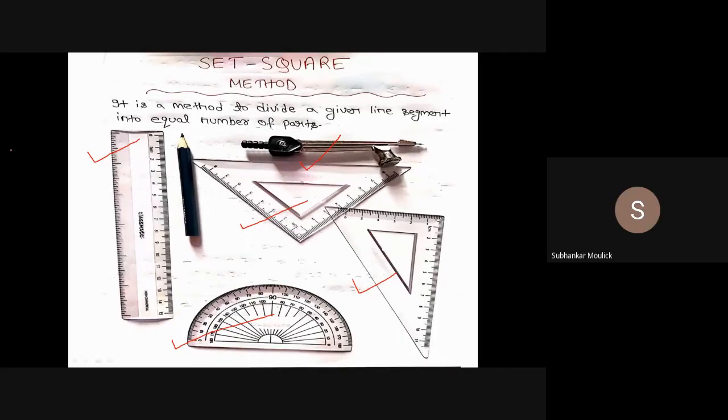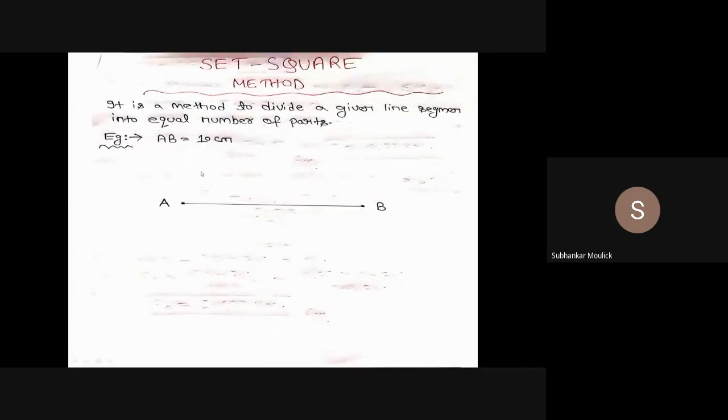Okay, so let us start the process. How we will be using this method to divide a given line segment into equal number of parts. Let us take a line segment. The line segment is AB, whose length is 10 centimeter, and I want to divide this 10 centimeter line into 5 equal parts. So the very first step is, with the help of scale, draw a straight line of length equal to 10 centimeter.